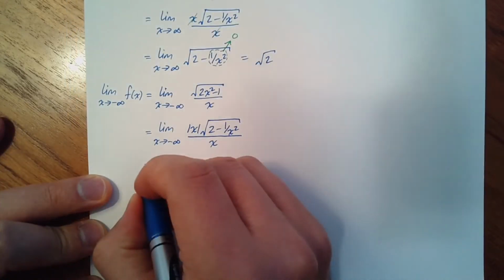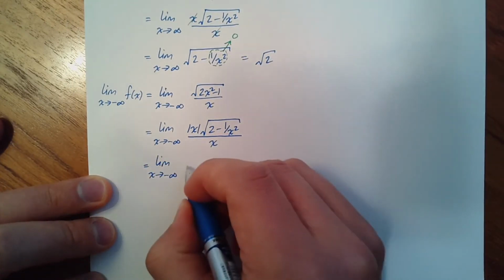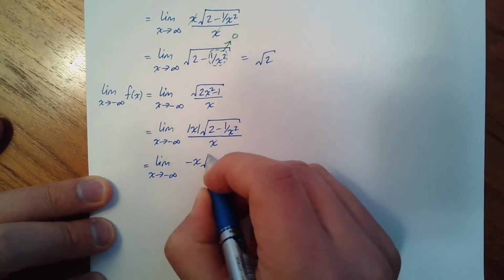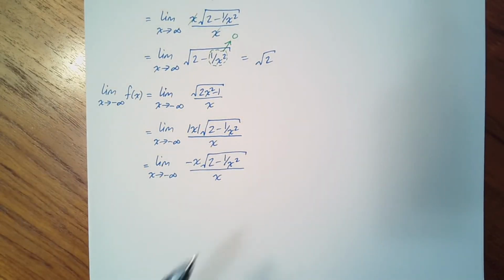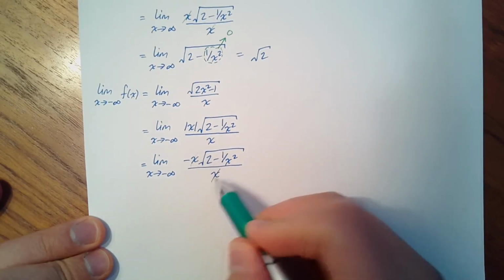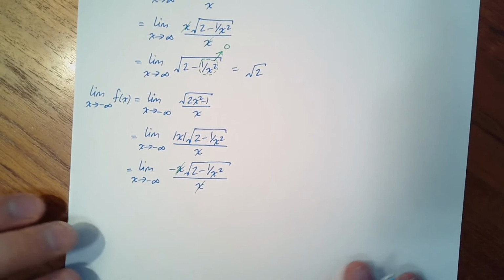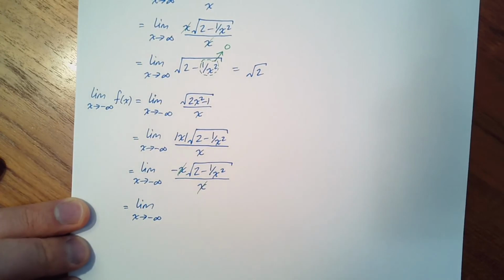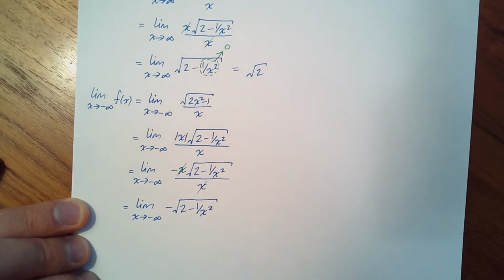So our next step is actually going to be the limit as x goes to negative infinity of negative x times the square root of 2 minus 1 over x squared, all divided by x. So we do have this lingering negative sign now, but that's okay. So what? At least we got rid of the absolute value. We can still cancel these x's now. We still have a common factor of x in the numerator and denominator, so cancel those. And then what are you going to get? We're going to have the limit as x approaches negative infinity of negative the square root of 2 minus 1 over x squared.